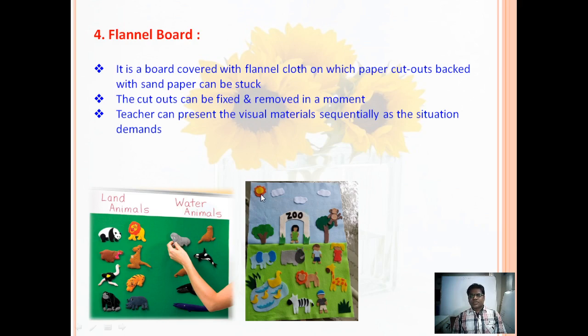If there is a zoo, then you have to cut out the different articles. These articles can be easily prepared. Suppose there is a zoo, then there is an elephant, birds, a lion, a zebra, a giraffe, two boys and girls, trees, monkeys, even clouds and the sun. You just have to make the cutouts and fix where you want to paste them. The teacher can present such visual materials as the situation demands. You can form any story, and if you are teaching the difference between land animals and water animals, then if you have already prepared these animals, you may directly paste or keep such cutouts on the flannel board.